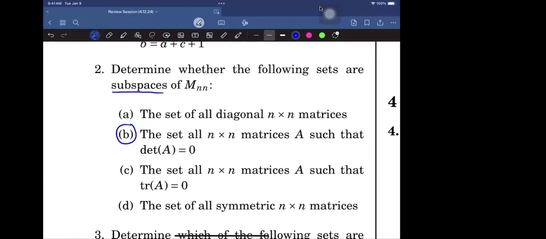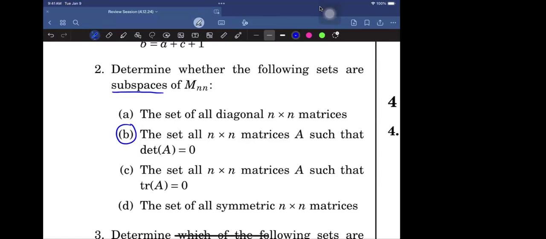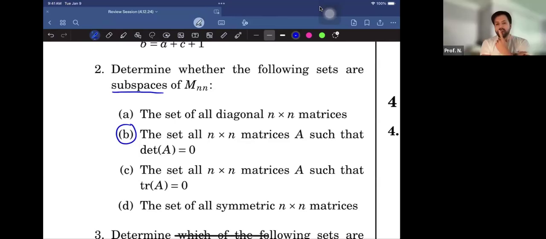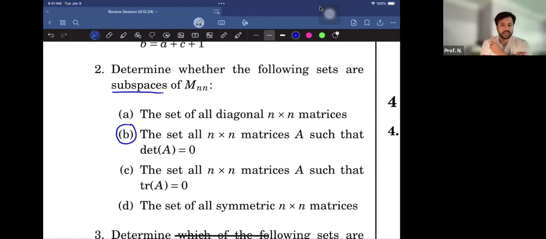It has to be closed under addition, closed under scalar multiplication, and it must contain the zero vector. That's the first one. Now in this case, our vectors are matrices. They're n by n matrices, right? That's what we're dealing with. So our zero vector would be the zero matrix. So that's the first thing you should worry about.